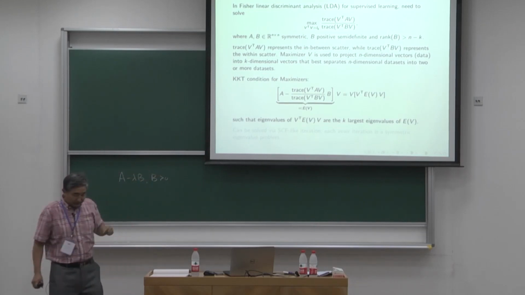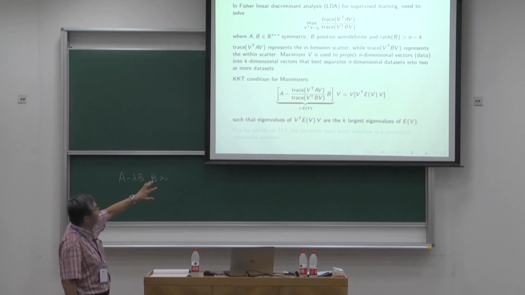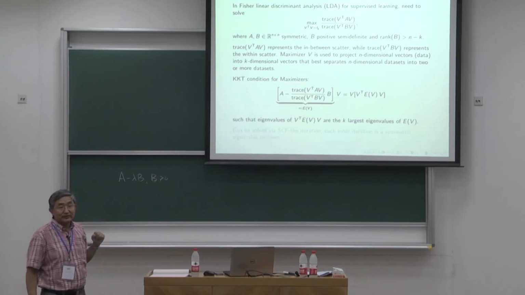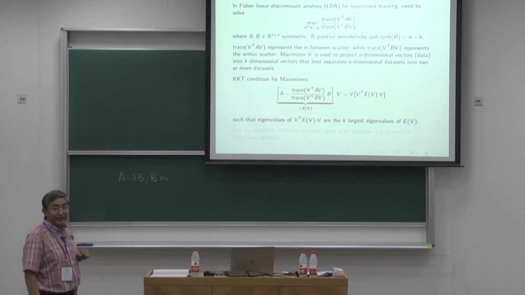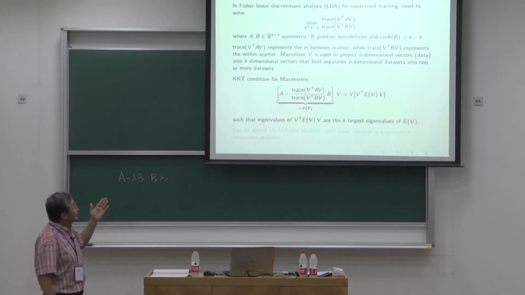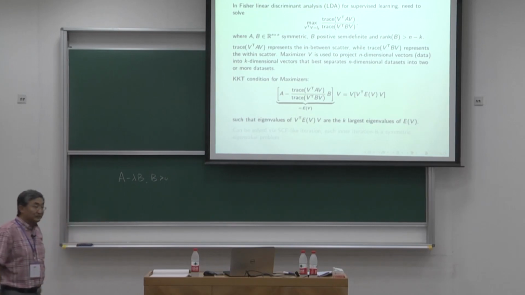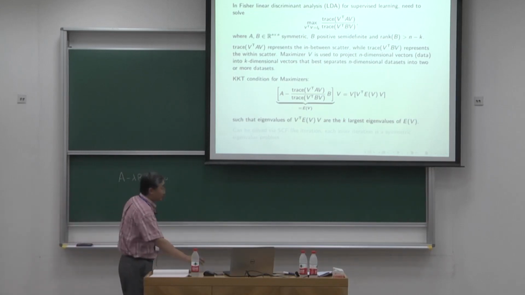So if you rewrite the matrix in the square bracket as E of V, you're basically solving the eigenvalue problem of E of V. This again is an eigenvalue problem that depends on eigenvectors. V is an eigenvector, and the operator E of V depends on the eigenvector. By the same token, you can still solve it by self-consistent iteration, right?